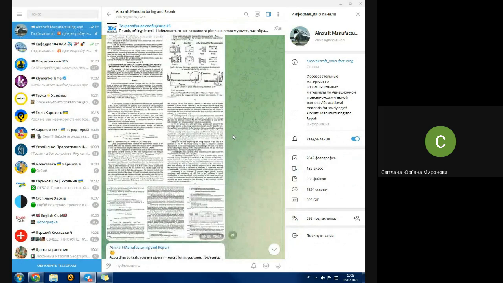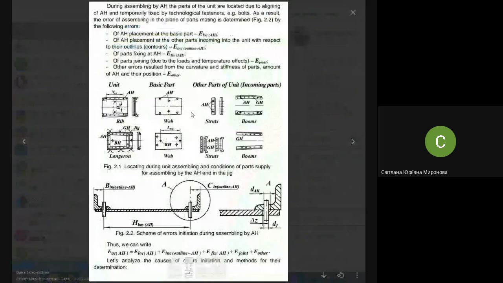Next is the description of this laboratory work, and what we are going to do with the SPA. Now you see a cross-section of the SPA, and this cross-section illustrates what it means to assemble something by assembly holes.